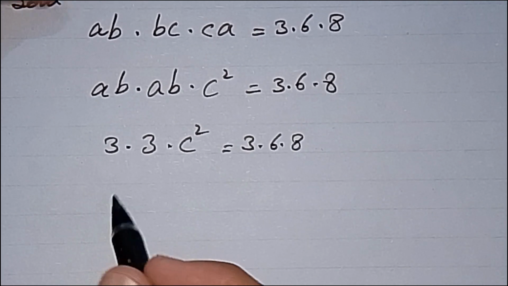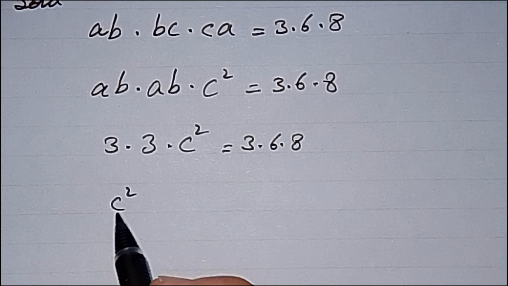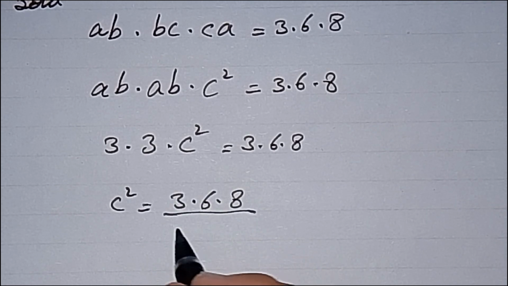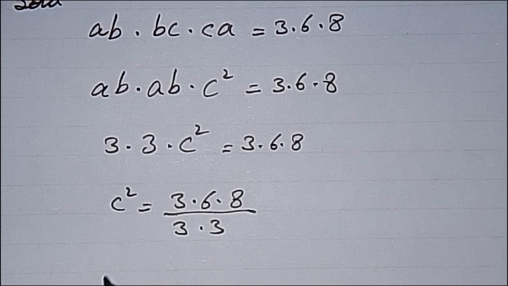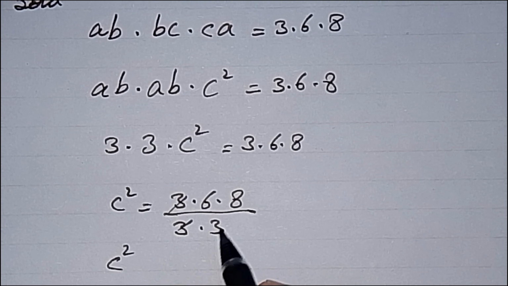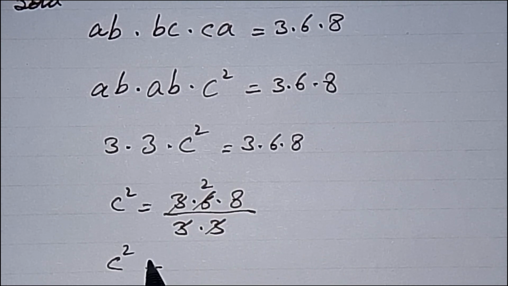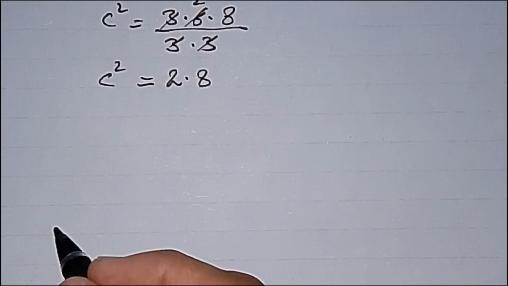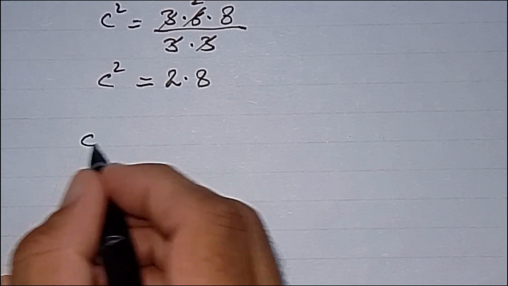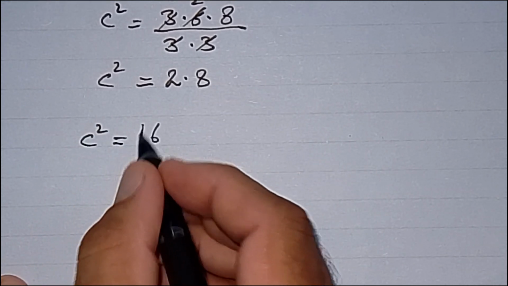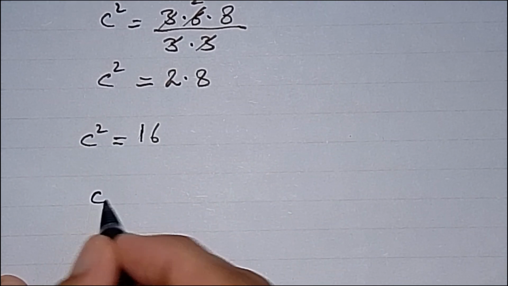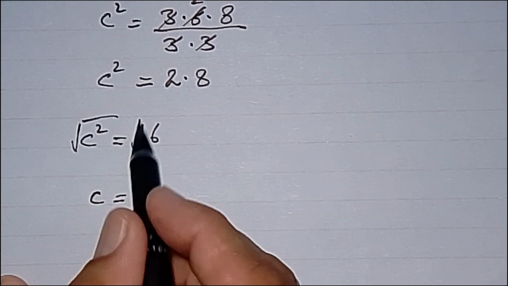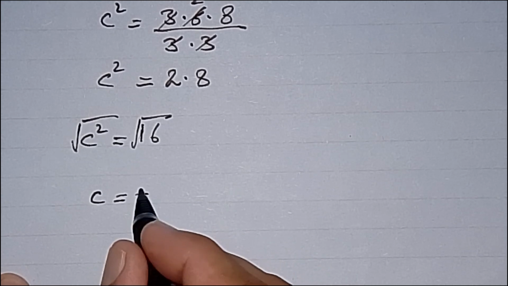Now c square is equal to 3 into 6 into 8 over 3 into 3. c square is equal to, 3 is cancelled with 3, 3 into 6 is equal to 2 into 8. c square is equal to 16. Taking square root of both sides, c is equal to plus minus 4.